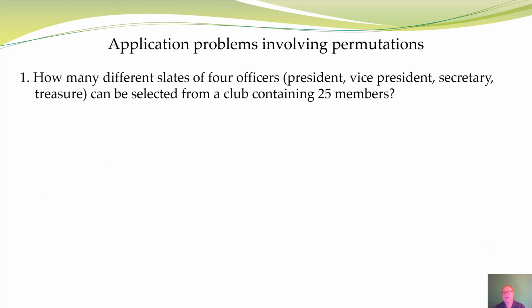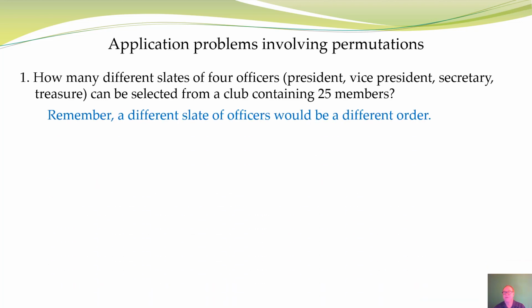So, number 1, how many different slates of 4 officers, president, vice president, secretary, treasurer, can be selected from a club containing 25 members? If Joe was president, Sam was vice president, Sue was secretary, Sally was treasurer, that would be one set of officers. But what if I turned it around? What if I said Sue was president, Sally was vice president, Joe was secretary, Jim was treasurer? Well, I used different names. I should have used the same names, but I forgot. But if you change the order, it is a different set of officers. So this is a permutation.